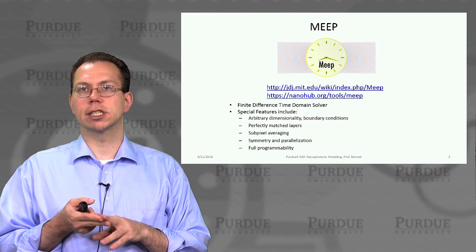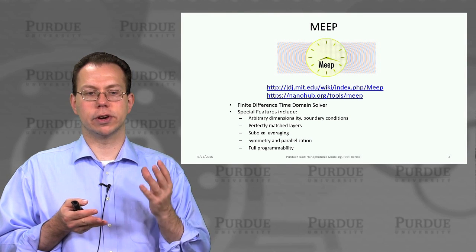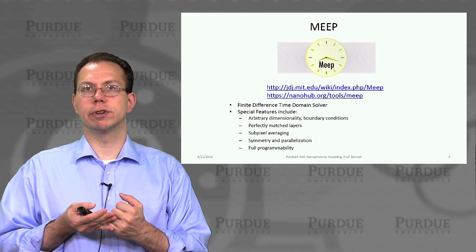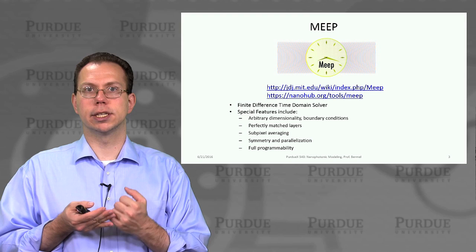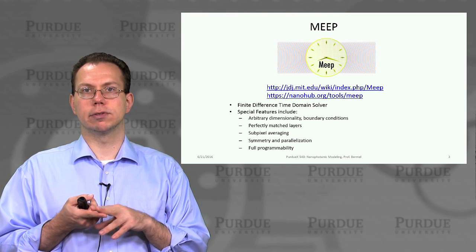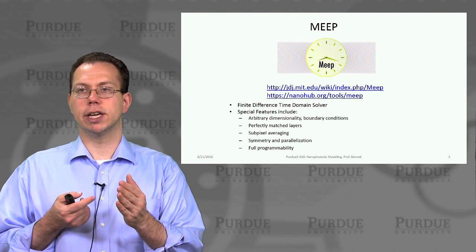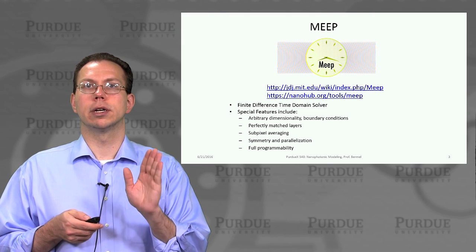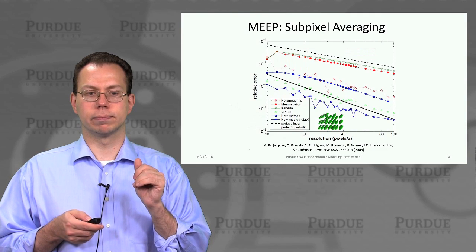We can do perfectly matched layers, which I had mentioned earlier. Do subpixel averaging, which gives us greater accuracy than we would have otherwise. We can do symmetry, which can reduce the size of our cells and also speed up our calculations. And it's fully programmable because we have three interfaces. We have both the graphical user interface, and then we have the Scheme interface, as well as the C++ interface. So we can use whichever approach we want, and so it's tremendously flexible overall.